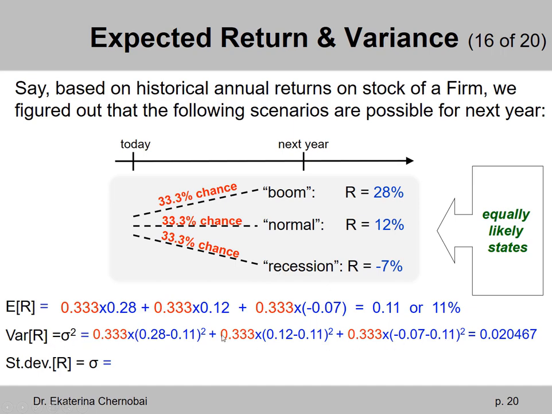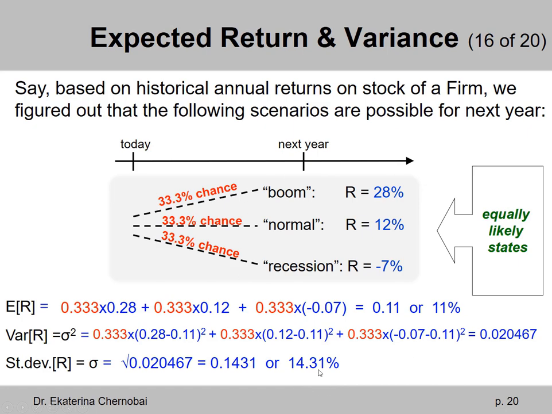The resulting variance in decimals is 0.020467. When we take the square root of that, we get the standard deviation of future returns, which is 0.1431 or 14.31%.